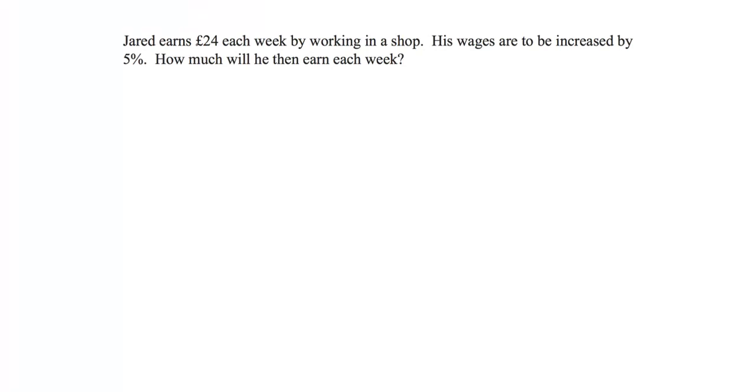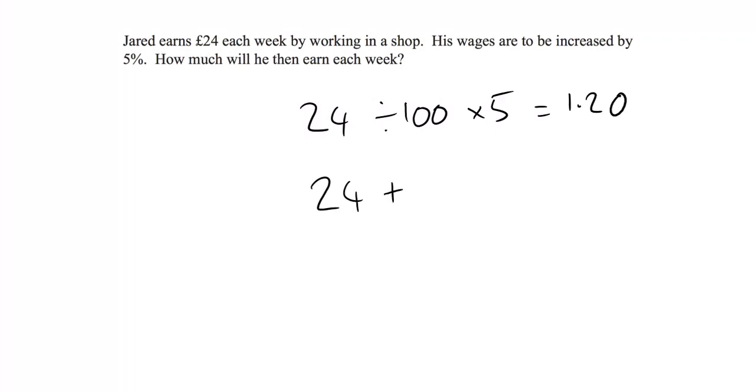Okay, final example. In this one, Jared earns £24 each week working in a shop. His wages are increased by 5%. How much will he then earn each week? So I'm going to take my 24 and find 5%. So divide by 100. Times by 5, so 24 divided by 100 times by 5 is 1.2 or 1.20 if we're in pounds. So if I'm going to be increasing by 5%, I'm going to do 24 plus 1.20, and that would be 25.20.